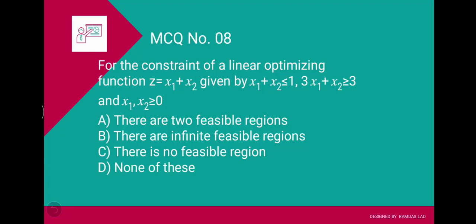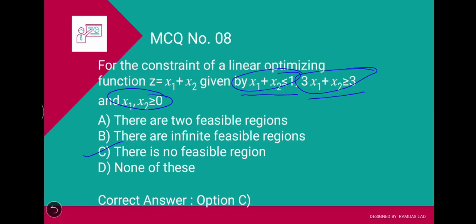So here, firstly, you have to check all the conditions. Non-negativity condition, there is no problem. But you have to find out these two conditions. If you check these conditions, you will get the answer here. So the constraint does not satisfy this condition. It means there is no feasible region. So please check the correct answer. So correct answer is option C.